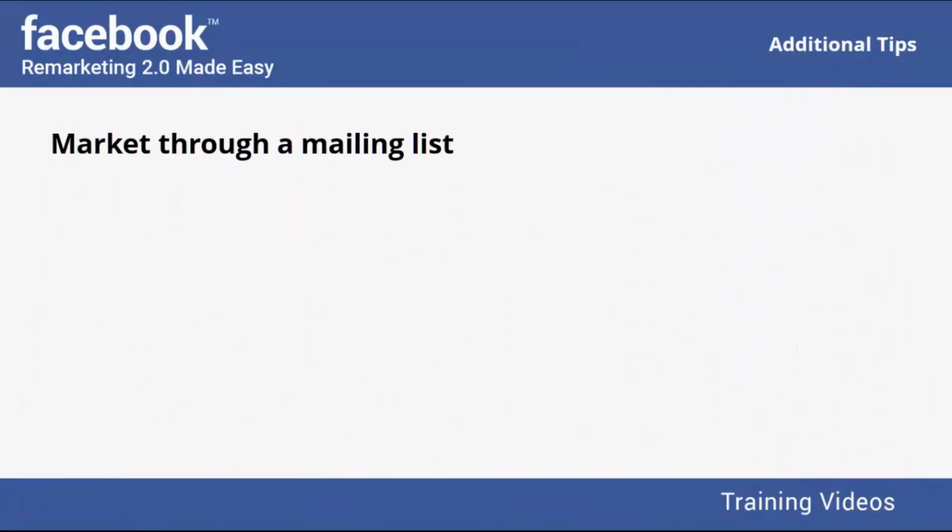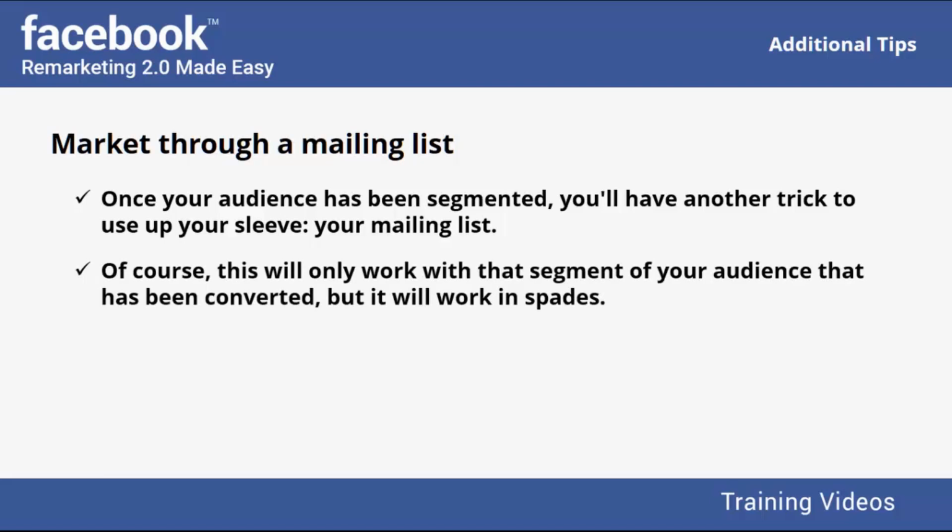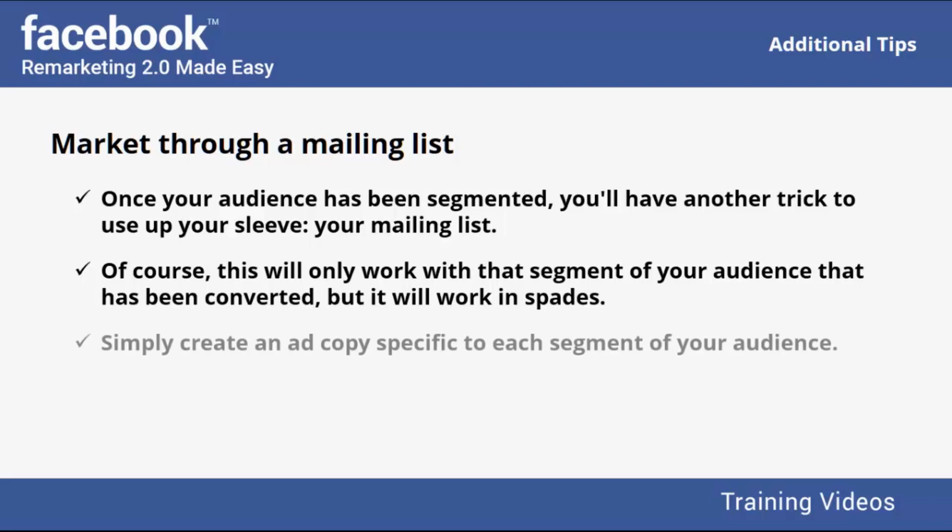Market through a mailing list. Once your audience has been segmented, you'll have another trick up your sleeve: your mailing list. Of course, this will only work with that segment of your audience that has been converted, but it will work in spades. Simply create an ad copy specific to each segment of your audience and use Facebook to remarket directly to their email invoices so they don't miss anything.